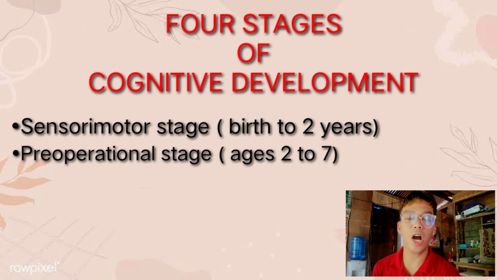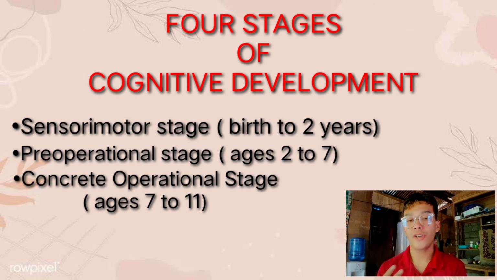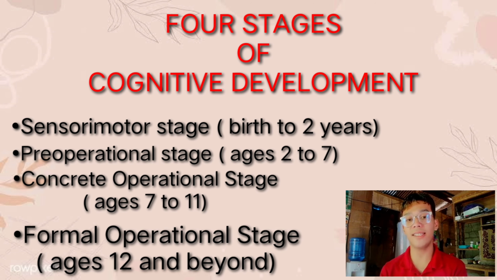The next stage is the concrete operational stage, from ages 7 to 11 years old. During this stage, children begin to think logically about concrete events. The last stage of cognitive development is the formal operational stage, from age 12 and beyond. In this stage, teenagers begin to think more about moral, philosophical, ethical, social, and political issues that require abstract reasoning.